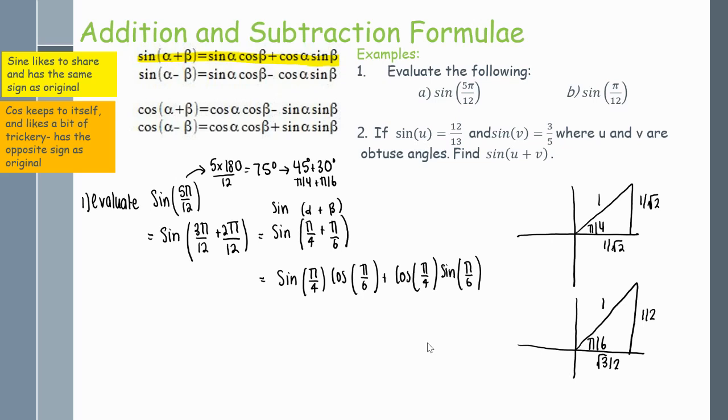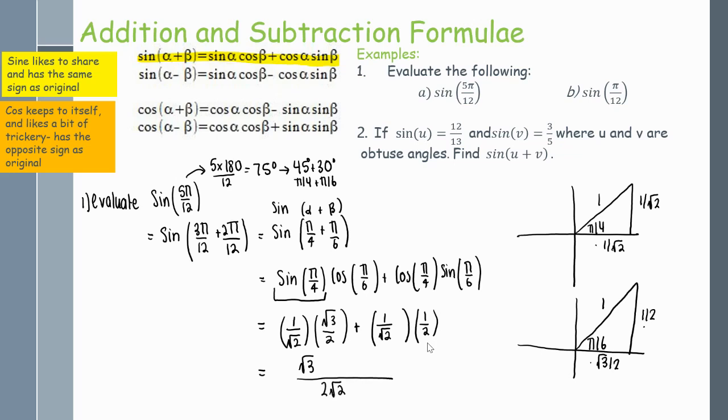Now I can see straight away that sine pi on 4 would be 1 over root 2. Cos pi on 6, remember that's the adjacent side I'm looking at here, would be root 3 on 2. Cos pi on 4 is 1 on root 2 as well. And then sine pi on 6 is opposite over hypotenuse, so that will be a half. All I have to do now is expand this and simplify where possible.